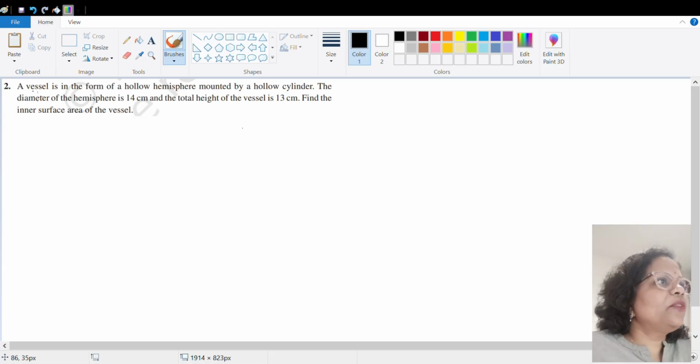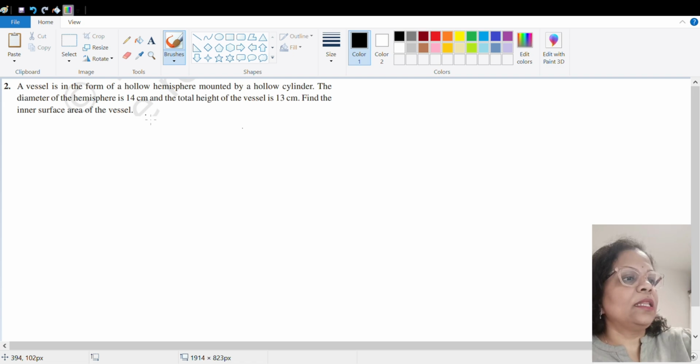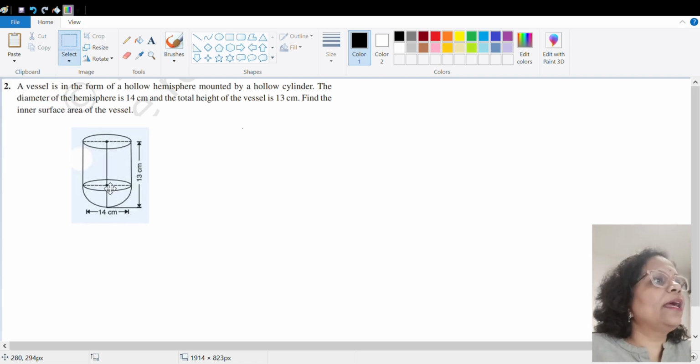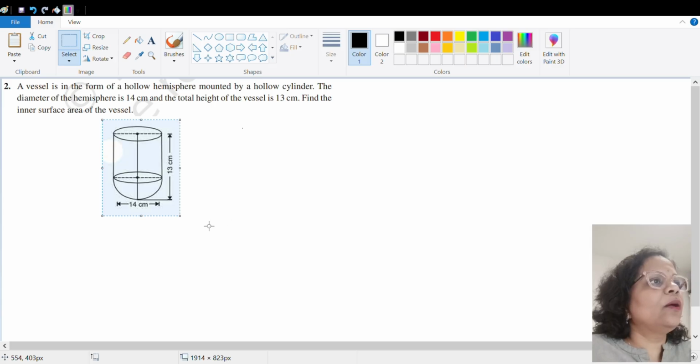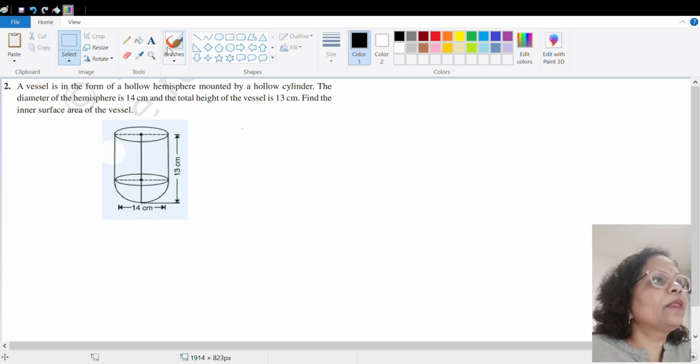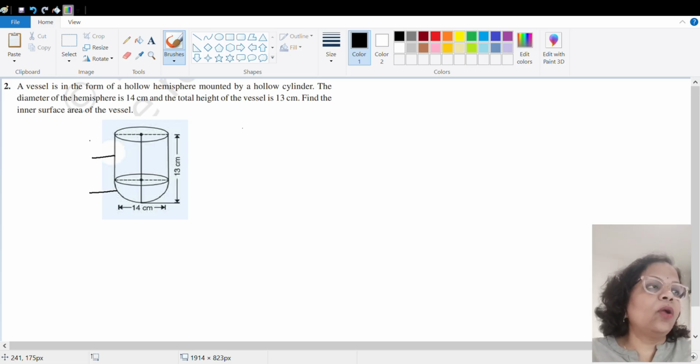Okay, so now let's start with question number 2, which says a vessel is in the form of a hollow hemisphere mounted by a hollow cylinder. The diameter of the hemisphere is 14 centimeter and the total height of the vessel is 13 centimeter. Find the inner surface area of the vessel. So this particular diagram will look like this. It is a vessel. Now in this vessel you can see there are two shapes. One is a hemisphere, this is over here, and one is a hollow cylinder. Hollow means there is nothing inside, it is empty.